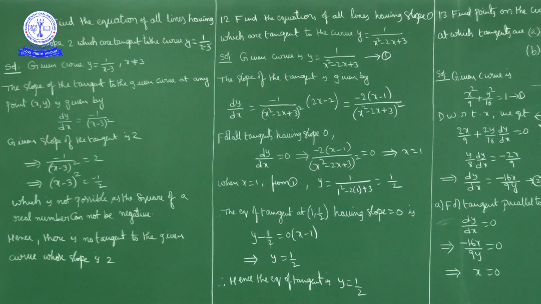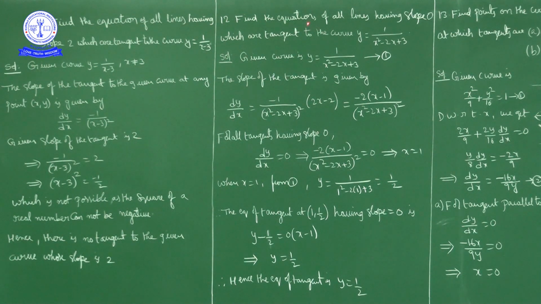Here the question is to find the equation of all lines having slope 2 which are tangent to the curve y is equal to 1 upon x minus 3. Now dy by dx is minus 1 upon x minus 3 whole square, the slope of the tangent to this curve, and we equate it to 2. We got x minus 3 whole square is equal to minus 1 by 2, where the left hand side is positive and the right hand side is negative. So this is not possible, and there is no tangent to this curve whose slope is 2. Okay, next question.